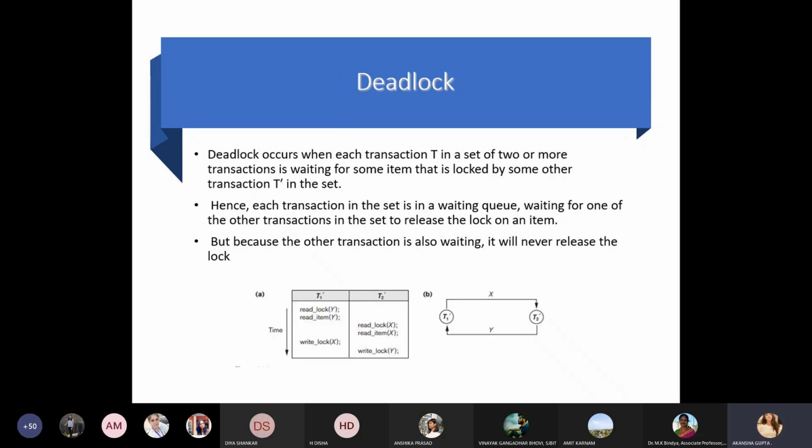So deadlock. What do we mean by deadlock? A deadlock occurs when each transaction T in a set of two or more transactions is waiting for some item that is locked by some other transaction T' in the set. Hence, each transaction in the set is in a waiting queue, waiting for one of the other transactions in the set to release a lock on an item. But because the other transaction is also waiting, it will never release the lock. This condition is called a deadlock.